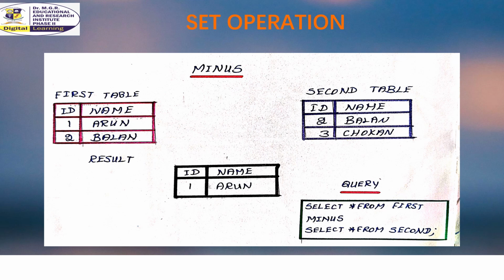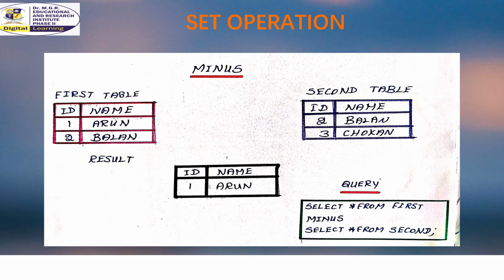Why? Because minus means we are going to subtract the second from the first. So here also the same thing applies: we are going to see which rows are present in the first table but absent in the second table, and you have to avoid the duplicate rows. In the first table we have two records, 1 Arun, 2 Balan. In the second table we have two records, 2 Balan, 3 Chokkan.